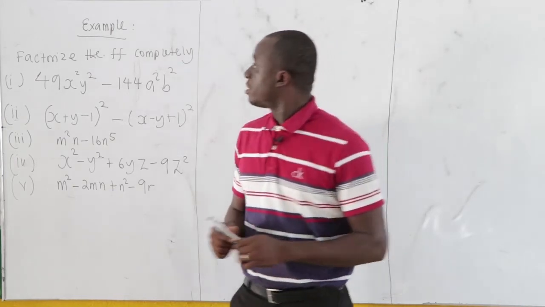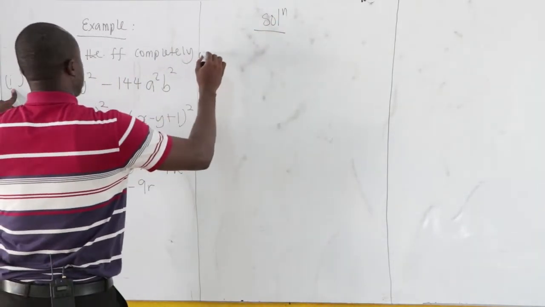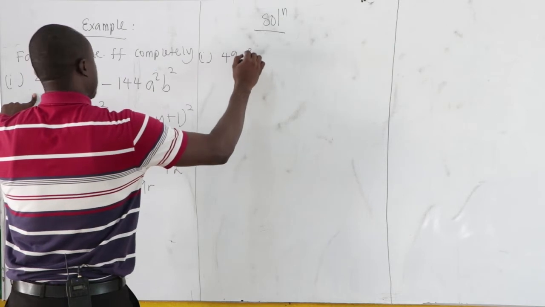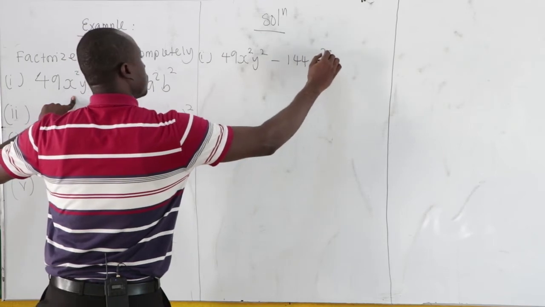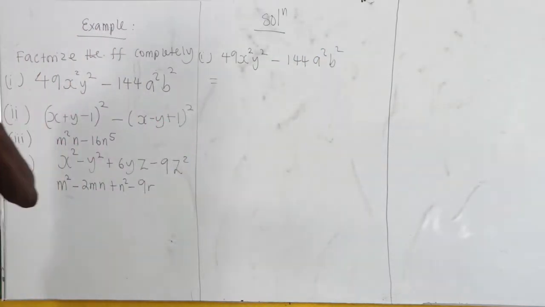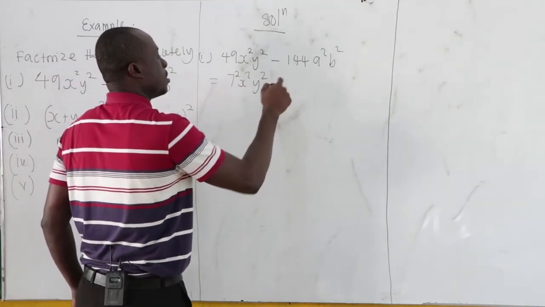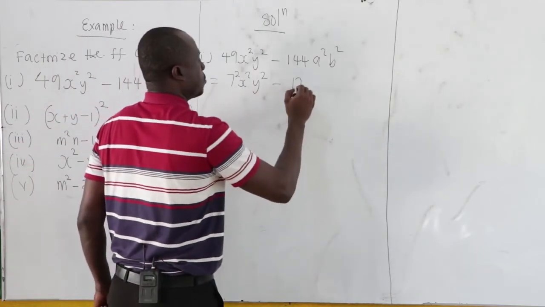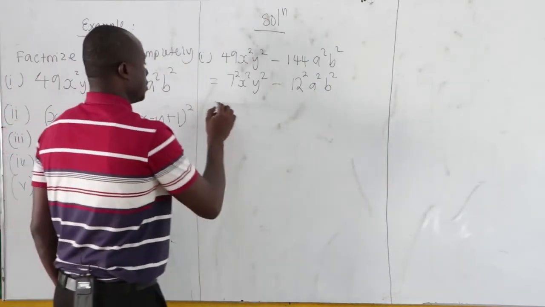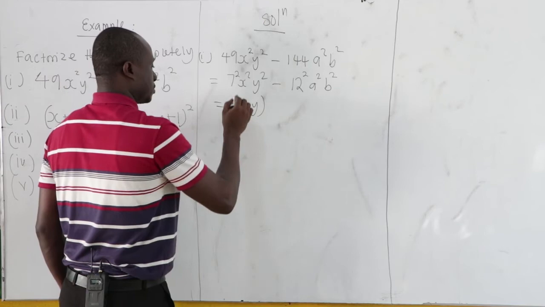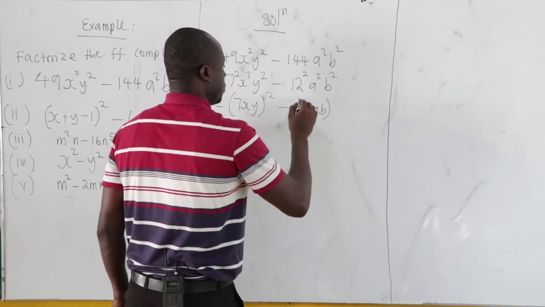Now let's consider this example, and we have the first one. Factorize the following: 49x²y² minus 144a²b². Now this is a difference of two squares. We can change 49 to 7², we have x²y². Now 144 we can change to what? 12² a² b². And from here, this is the same as (7xy)² minus (12ab)².